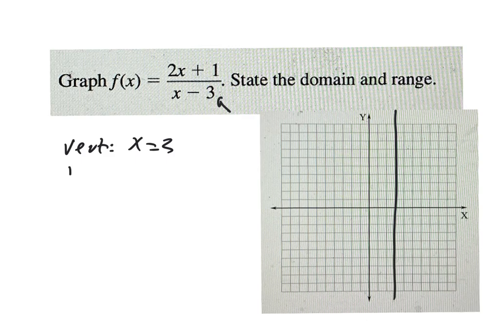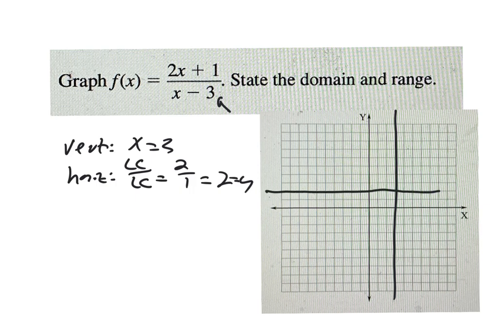The horizontal, this is one of the gestures I'm going to give you tomorrow. Check the degree at the top and degree at the bottom. This time they're both 1. If both degrees are 1, like these are, it's going to be the leading coefficient on the top over leading coefficient on the bottom, which is going to be 2 over 1, which is 2. And I'll make that make more sense tomorrow, I promise you. So horizontal is going to be y equals 2, which is right there. And then let's take a point. Let's put points in there.